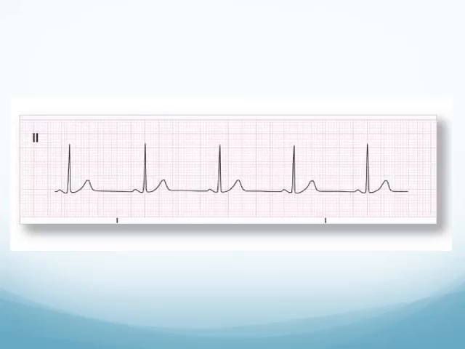Again, determine our rate. Looks to be just mildly bradycardic, maybe around 56 beats a minute. Our rhythm appears to be regular. We have a P wave in front of every QRS. We have QRS complexes that are similar and narrow. This appears to be a sinus bradycardia.